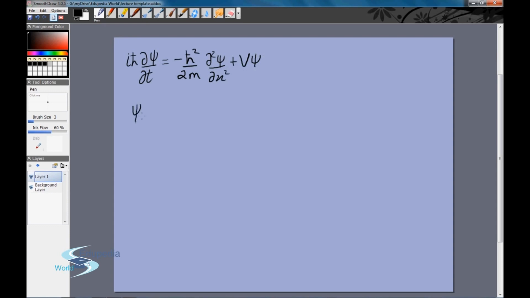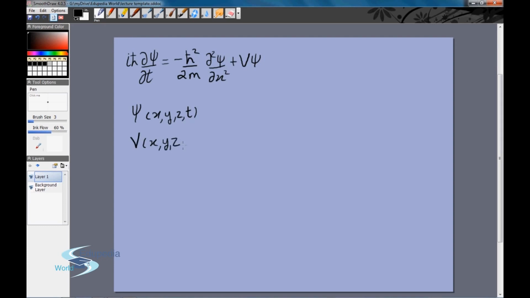Psi, if we are talking about one dimension, will be a function of x and t, and if we are talking about three dimensions, may be a function of x, y, z and t. For this video and for a few later videos, we'll only talk about one dimension. Also, the potential, if we're talking about one dimension, will depend on x. If we are talking about three dimensions, it will depend on x, y and z.